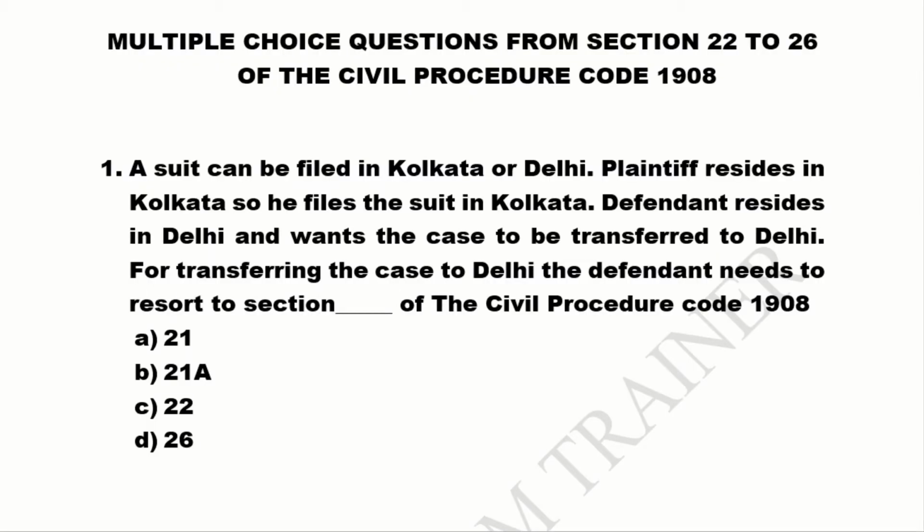Multiple choice questions from Section 22 to 26 of the Civil Procedure Code 1908. First question. A suit can be filed in Kolkata or Delhi. There is a suit which can be filed either in Kolkata or in Delhi. There is an option. So the plaintiff is residing in Kolkata and he decides to file the suit in Kolkata because it is his residence.